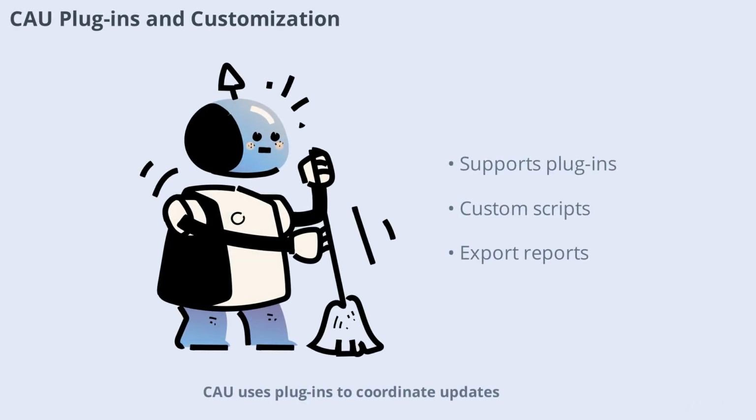CAU uses plugins to coordinate updates. The default plugins support Windows Update Agent and hotfixes from SMB file shares. You can specify plugin arguments, schedule updates, and use pre- and post-update PowerShell scripts for custom actions. CAU supports exporting update reports and integrates with existing IT processes. For advanced scenarios, you can develop custom plugins to meet unique requirements. This flexibility makes CAU a powerful tool for maintaining cluster health and compliance.